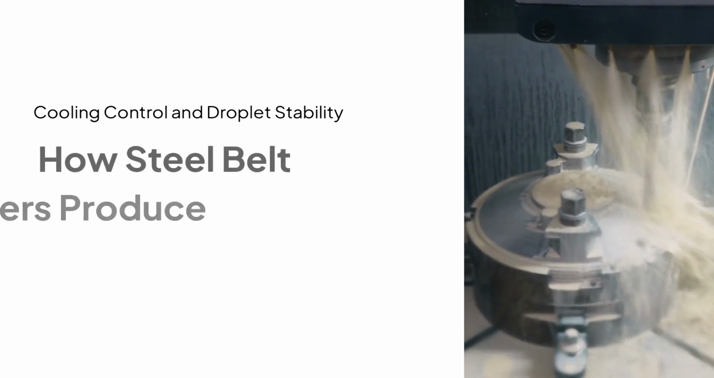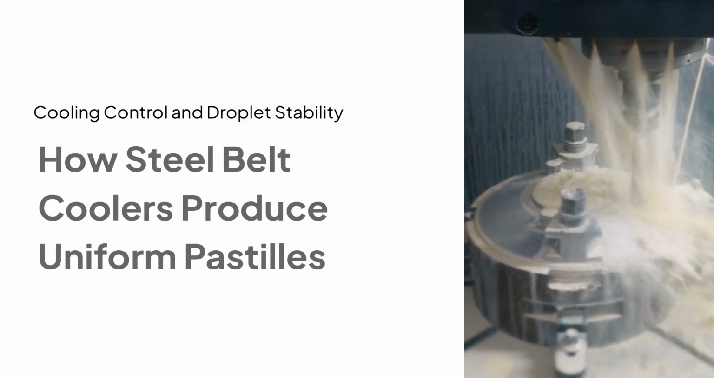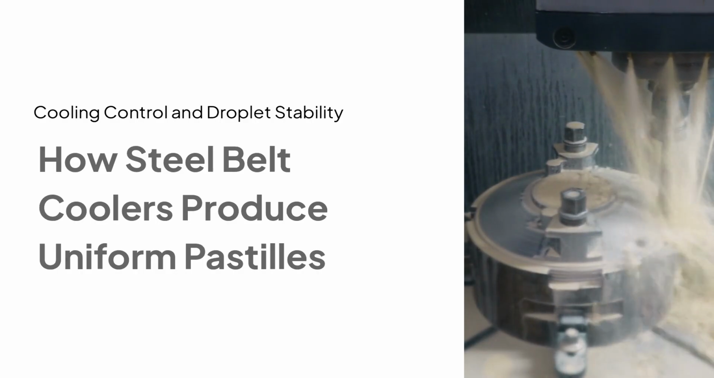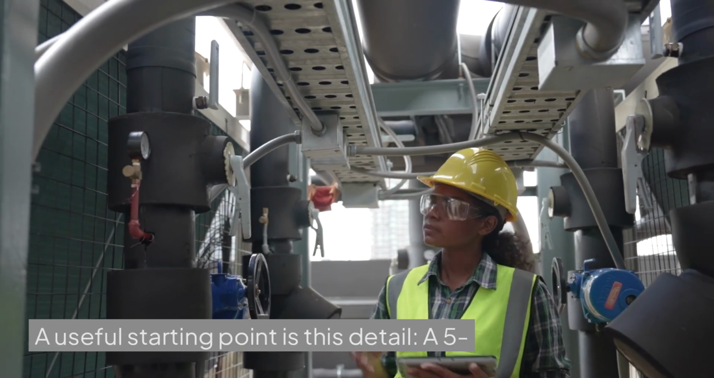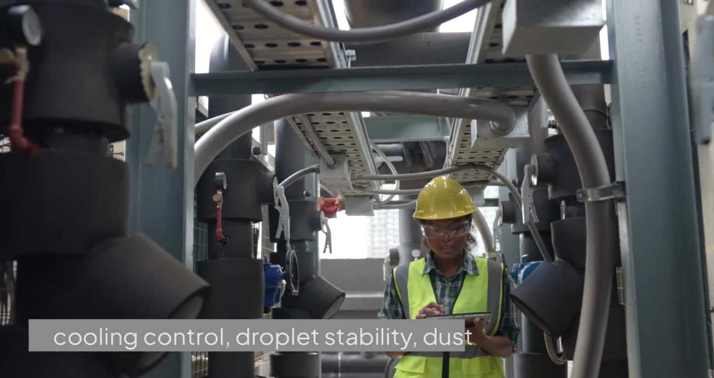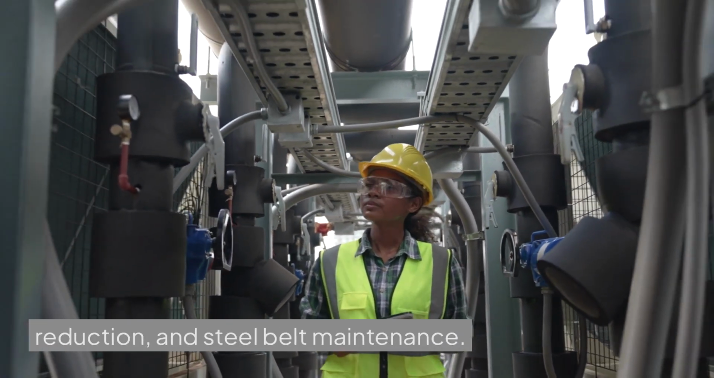This article looks at how steel belt coolers produce uniform pastilles. Cooling control, droplet stability, and dust reduction from a buyer's point of view. A useful starting point is this detail. A 5-factor matrix and 7-step checklist connect cooling control, droplet stability, dust reduction, and steel belt maintenance.